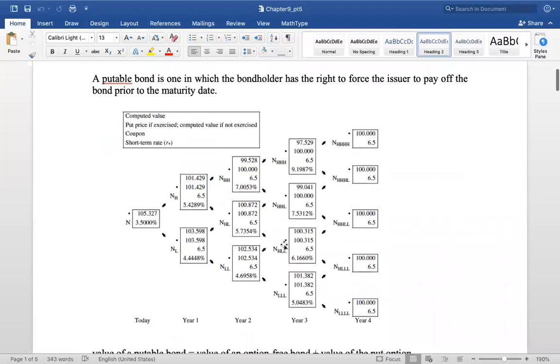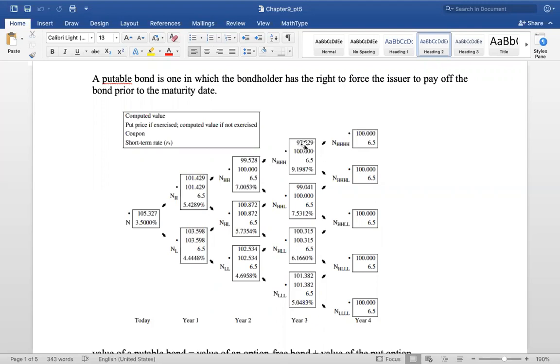So valuing a puttable bond will involve the same kind of logic that we used for valuing a callable bond. Just here, the decision is for the investor whether to put a bond or not, and the rule for the investor is simple. If the bond price is below the put price, the investor will put the bond, right? If the bond price is below the put price.